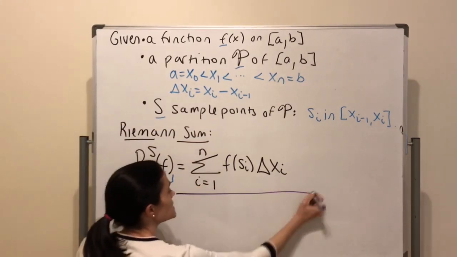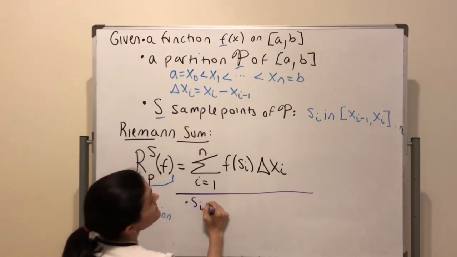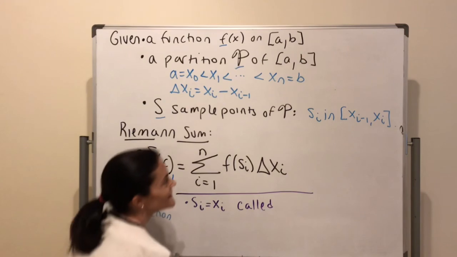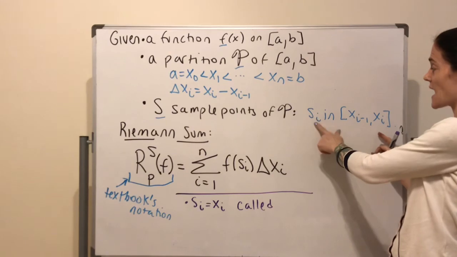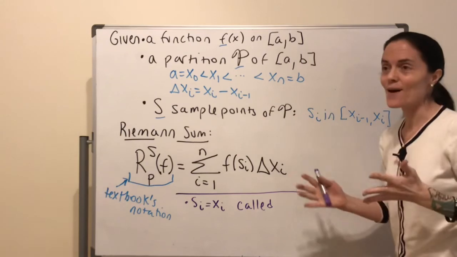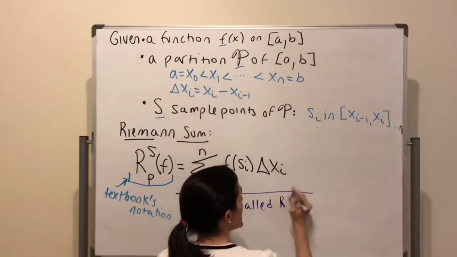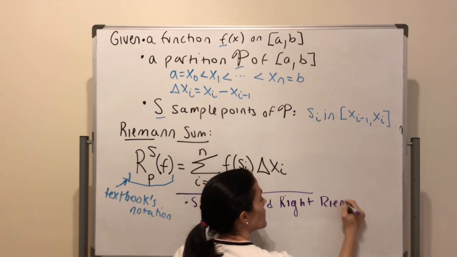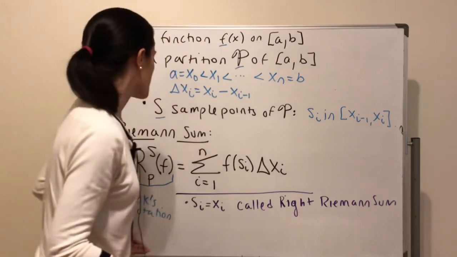So I'll just mention these now. If Si is xi, this is called, well, let's look over here. This is the subinterval, and I'm saying that Si is the right endpoint. What do you think the name is? It's called a right Riemann sum. And this is what we saw in our example. I used the right endpoint to construct the heights of the rectangles.